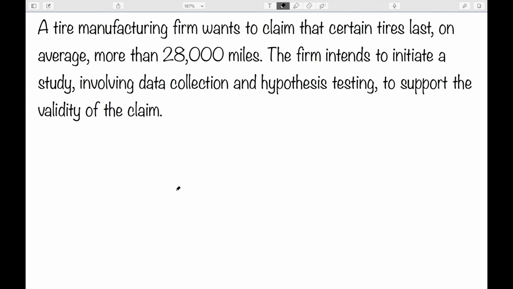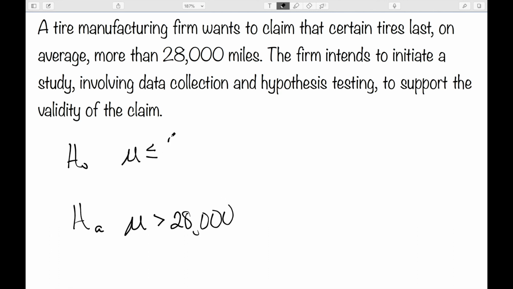We now have that a tire manufacturing firm wants to claim that certain tires last on average more than 28,000 miles. The firm intends to initiate a study involving data collection and hypothesis testing to support the validity of this claim. So they do want to provide evidence for the claim, for the fact that it is more. So we want evidence that mu is greater than 28,000. In this case, my null hypothesis would be mu less than or equal to 28,000, the opposite of the alternative hypothesis.